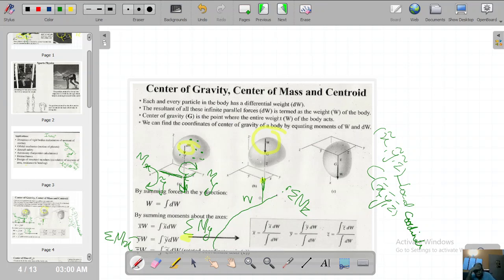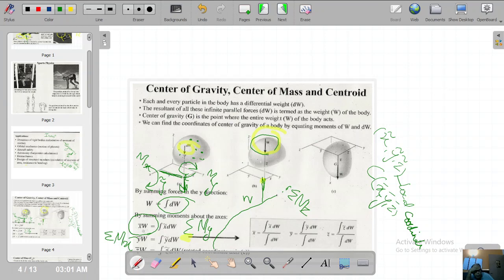Another thing over here, if you look at it, what we have here is this x bar w. If you just take this example, we know that this w is equal to the integral of dw. If we sum all these differential weights dw, we get this w. So when we integrate this dw, we get w. So in place of w, we can write it as x bar integral of dw.